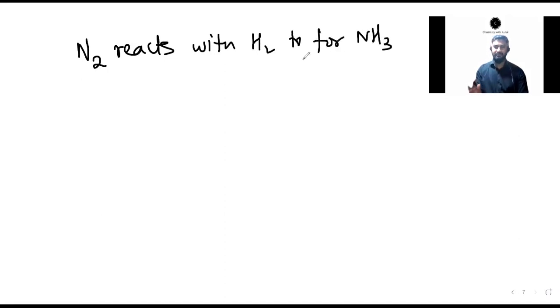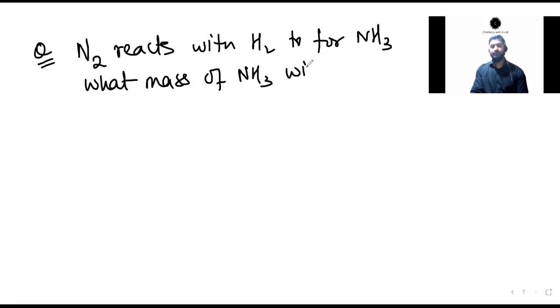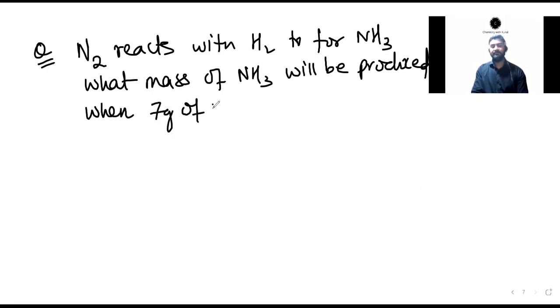Suppose the question is: nitrogen reacts with hydrogen to form ammonia. This is given to you. They have not even given the equation to you. Then how do you solve it? I know it's an easy question, but I'm going to tell you how to use POAC to do this. So N2 reacts with H2 to form NH3. The question is, what mass of ammonia will be produced when 7 grams of N2 reacts with an appropriate amount of hydrogen, meaning whatever amount of hydrogen is required is there with you.